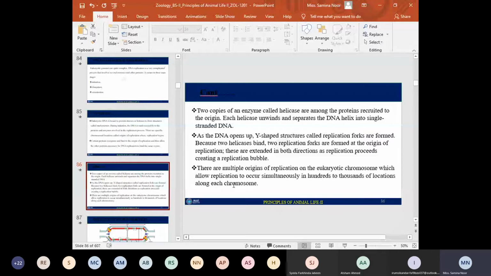There are multiple origins of replication on eukaryotic chromosomes, which allow replication to occur simultaneously in hundreds to thousands of locations along each chromosome. So the eukaryotic chromosomes have multiple origin sites. So the process of replication occurs simultaneously in hundreds to thousands of locations along each chromosome.